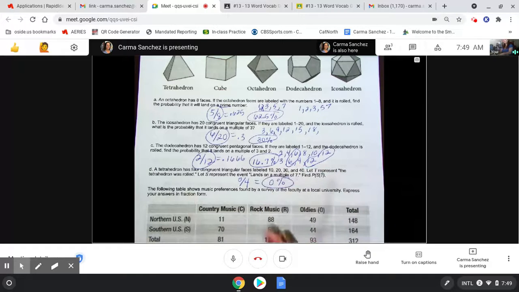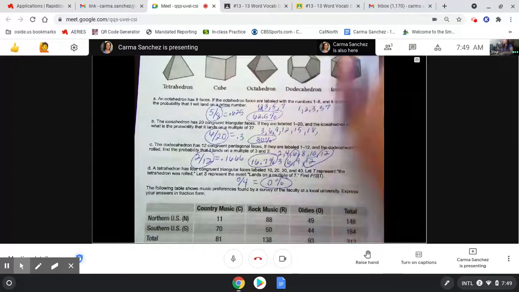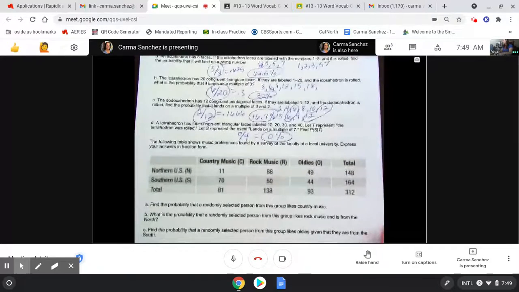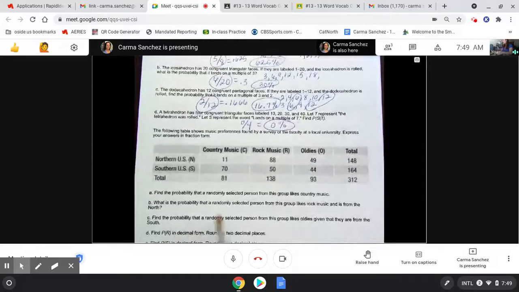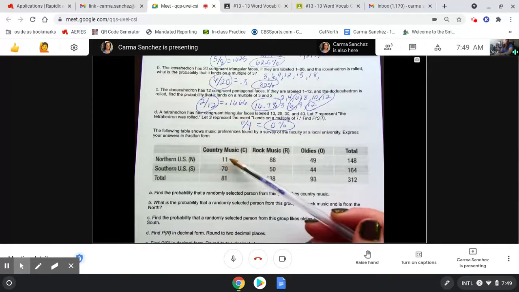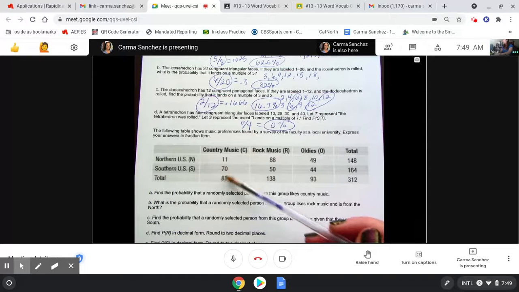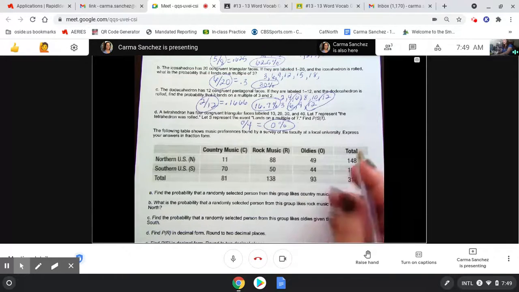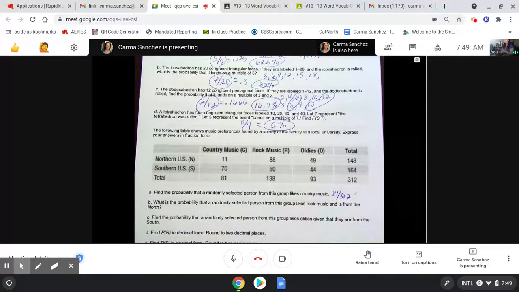The following table shows music preference found by a survey of the faculty of a local university. Express your answers in fraction form. Find the probability that a randomly selected person from the group likes country music. So here we have northern US who like country, southern US who like country, and this is the total people who like country out of the total people surveyed. So we're going to say 81 out of 312, and then we're going to get that percent.